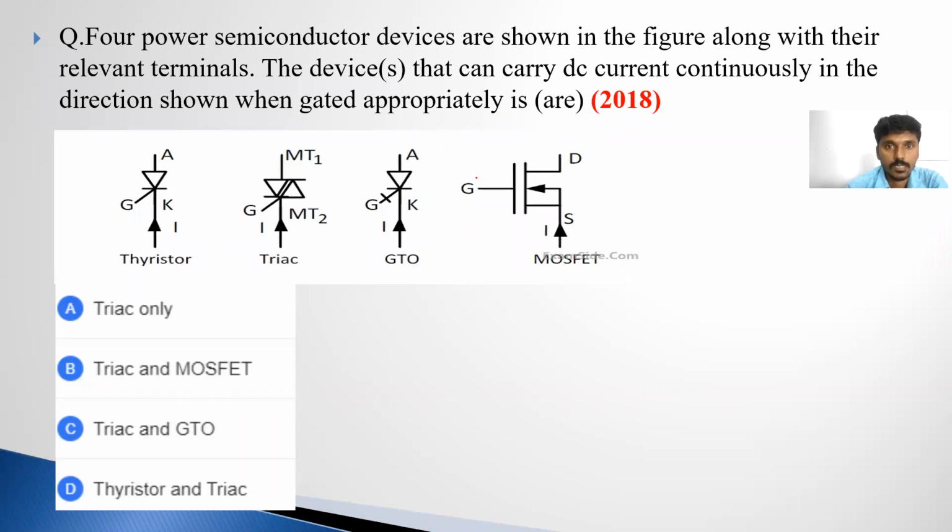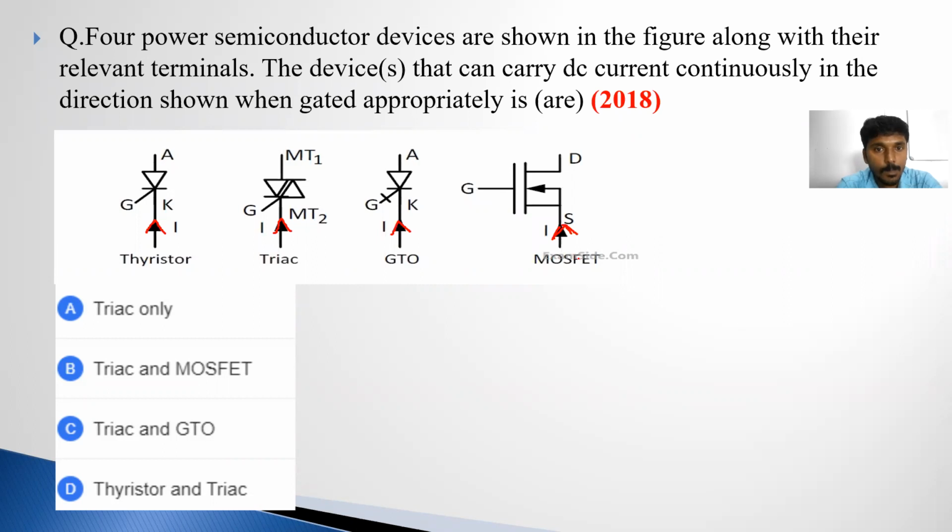Is R dash. So here he has mentioned the arrow mark, the direction of the flow of current. Clear? So in this direction, from this figure with their relevant terminals, which devices can carry the DC current continuously in the given direction? Which devices can carry the current?